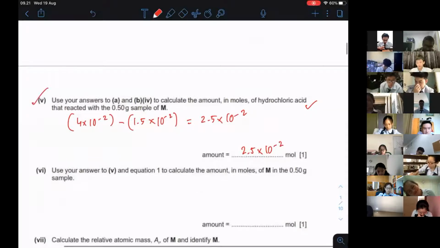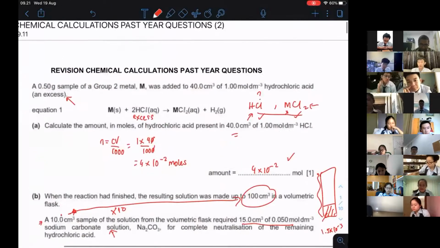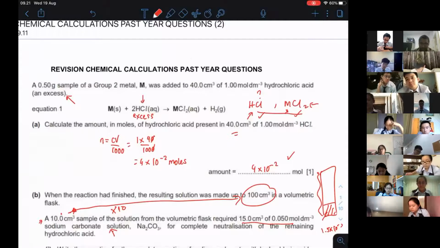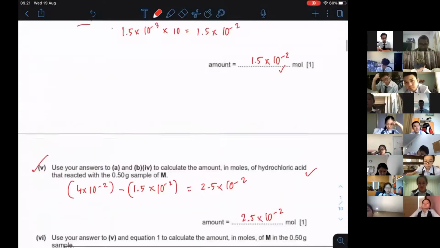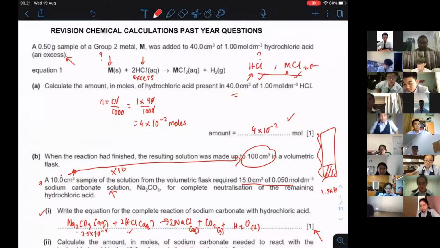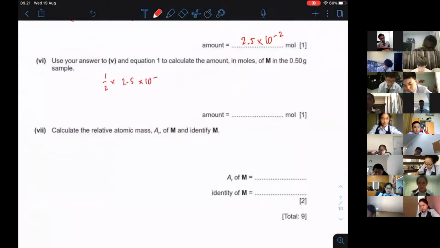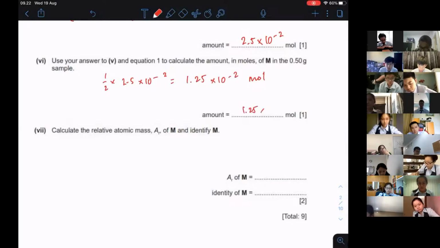Use your answer over here and equation 1 to calculate the number of moles of M in the 0.5 gram sample. From equation 1, we have calculated 2.5 times 10 -2. What I want is going to be half of it. Half times 2.5 times 10 -2, I will get 1.25 times 10 -2 moles. And do remember it's 0.5 grams.